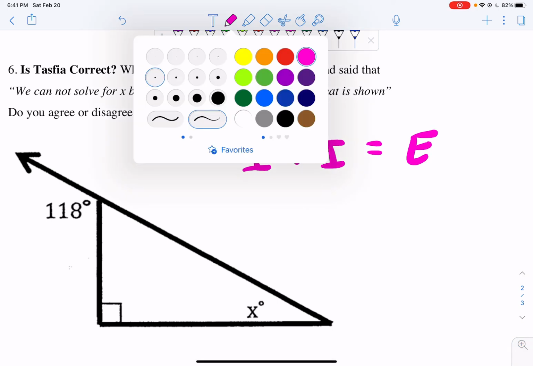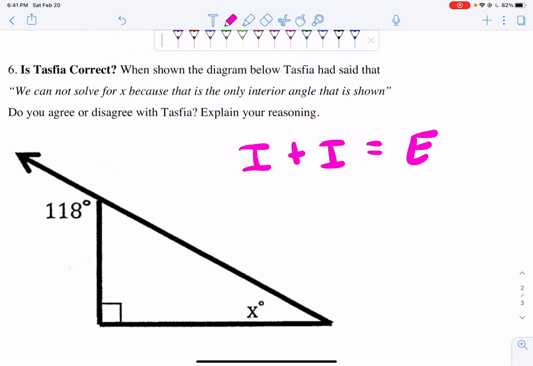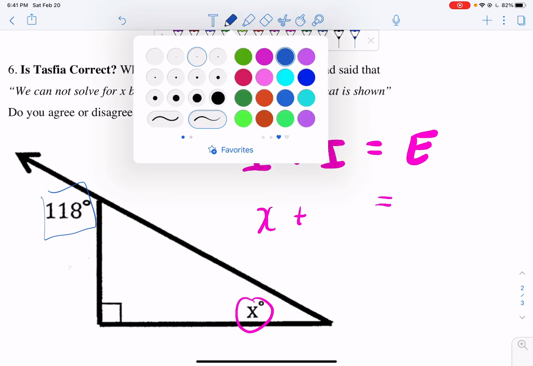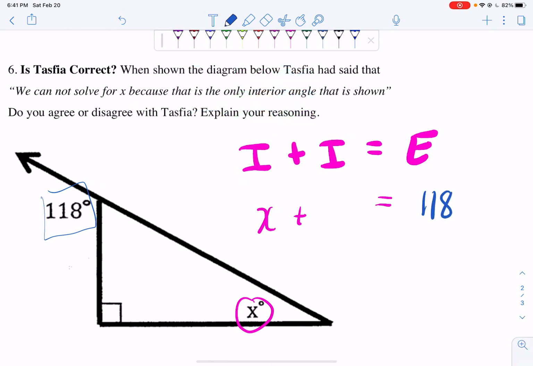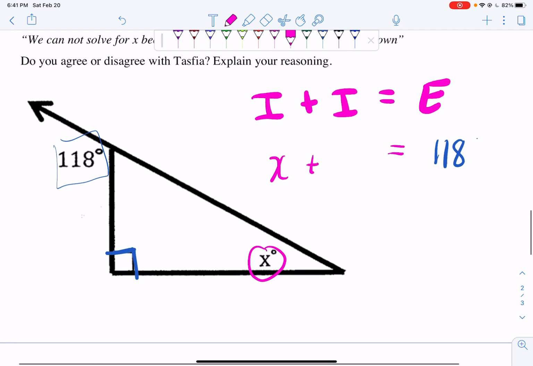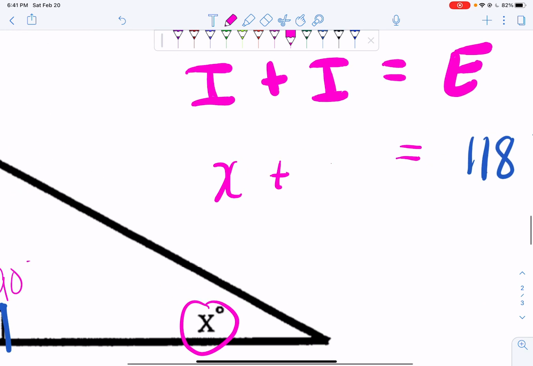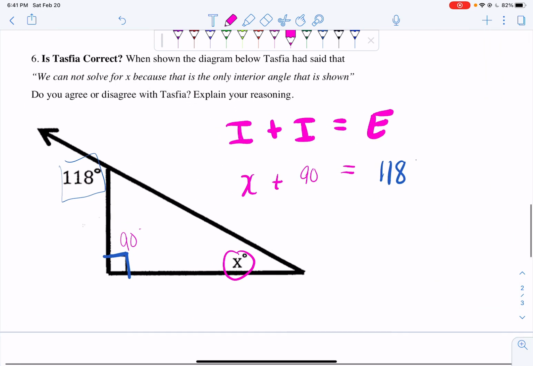So if we look at this image, we have an interior angle of x, and we have an exterior angle of 118. If we look, we have this little square thing right here. We know that that square actually represents something. It represents a 90-degree angle. So what we can do is we can actually say x plus 90 is equal to 118.